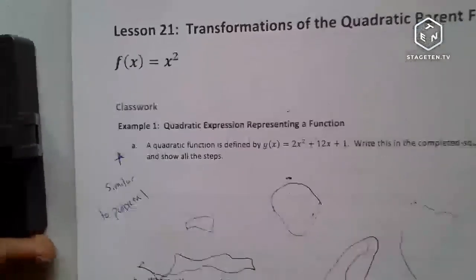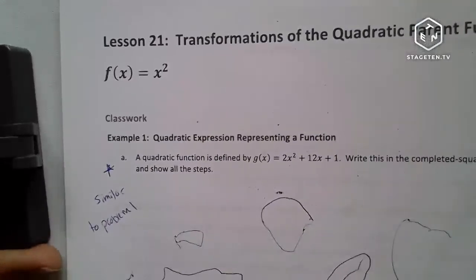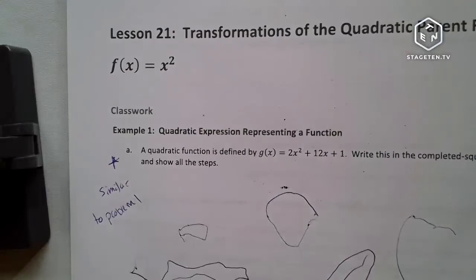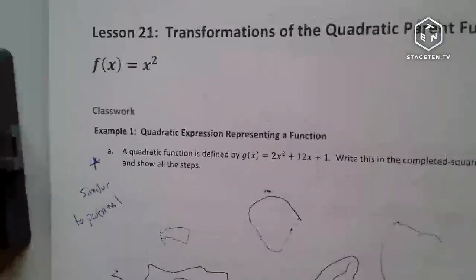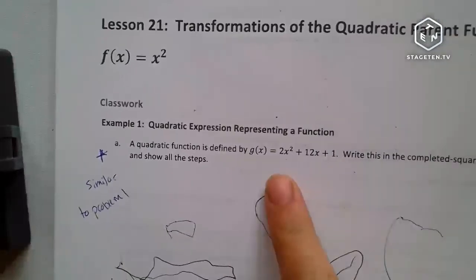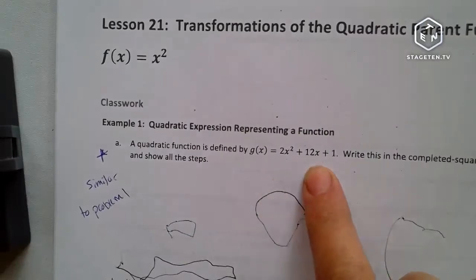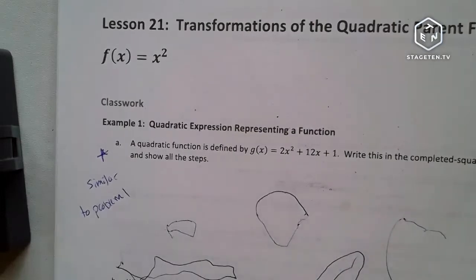So the first thing I'm going to do is just part A from example 1. It's the most similar to question 1 in the problem set. And you can see my kid attempted to solve it. So a quadratic function is defined by g of x equals 2x squared plus 12x plus 1. Write this in completed square or vertex form and show all the steps.